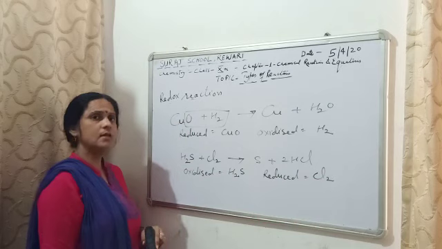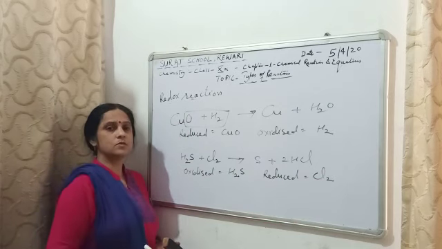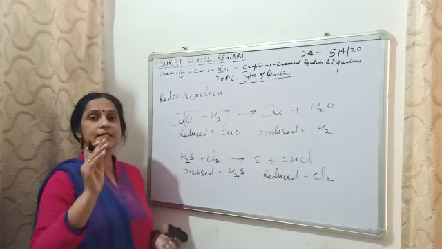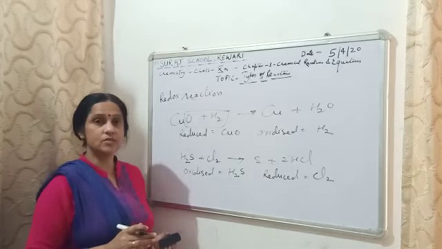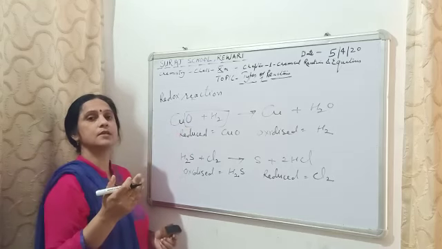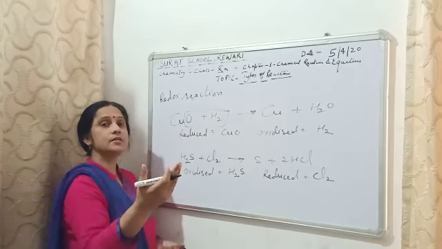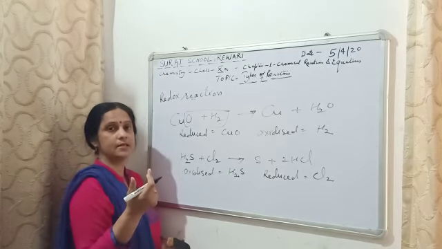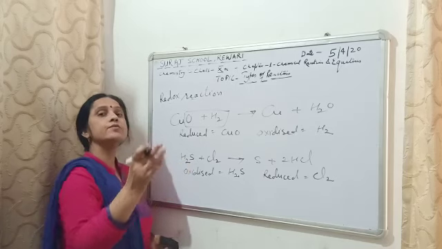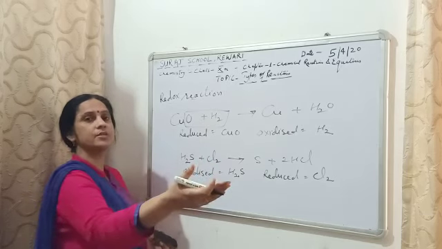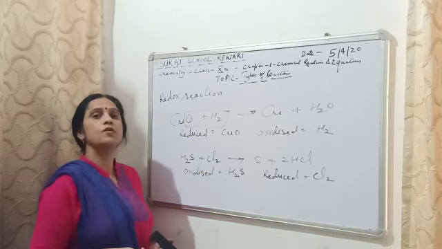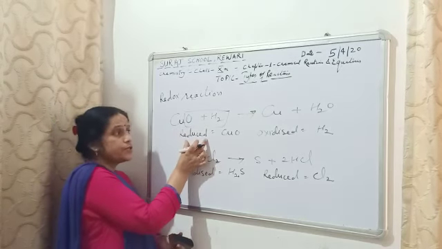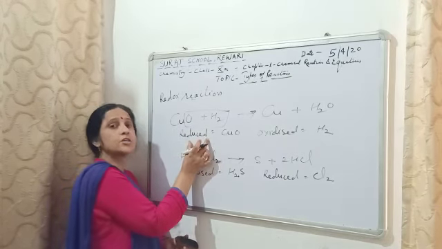Clear? Now some other terms also, oxidizing agent and reducing agent. Students, oxidizing agent means the substances which oxidize others and reduce themselves. जो दूसरों का ऑक्सीडेशन कर दे लेकिन उनका खुद का रिडक्शन हो जाए, वो ऑक्सीडाइजिंग एजेंट कहलाते हैं. और इसका उल्टा रिड्यूसिंग एजेंट, जो दूसरों का रिडक्शन कर दे और जिनका खुद का ऑक्सीडेशन हो जाए, वो रिड्यूसिंग एजेंट कहलाते हैं.